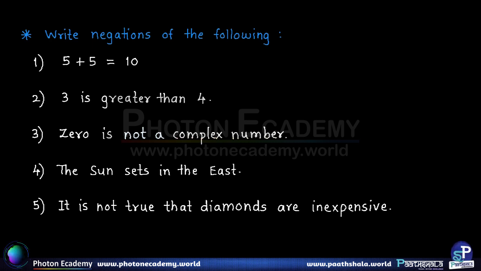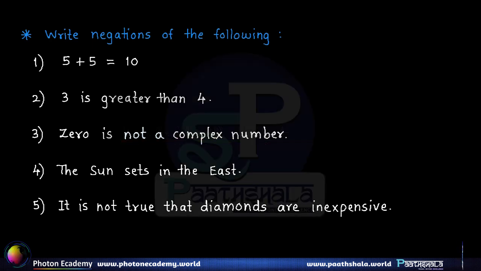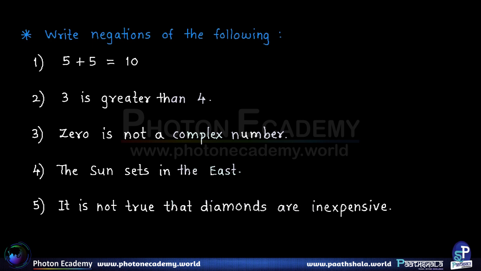Either we say that 3 is not greater than 4, that is simplest, or we can think that if it's not greater, then it can be either less than or equal to 4. That's the only possibility. So that's the way we write it. Next is 0 is not a complex number, right? Here, since the original statement itself includes the word not, while doing the negation we will simply remove the word not and say that 0 is a complex number. That will become the negation.